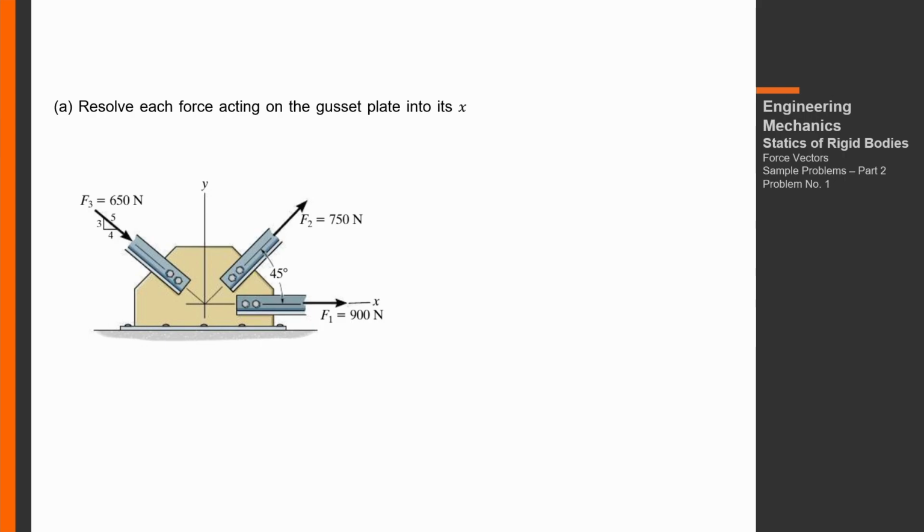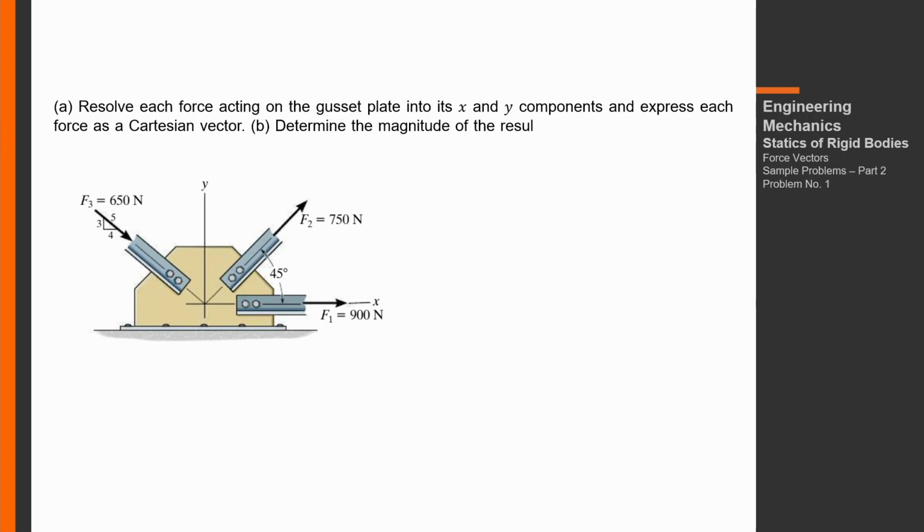Resolve each force acting on the gusset plate into its x and y components and express each force as a Cartesian vector. Yung isa pa, determine the magnitude of the resultant force acting on the plate in its direction, measured counterclockwise from the positive x-axis.